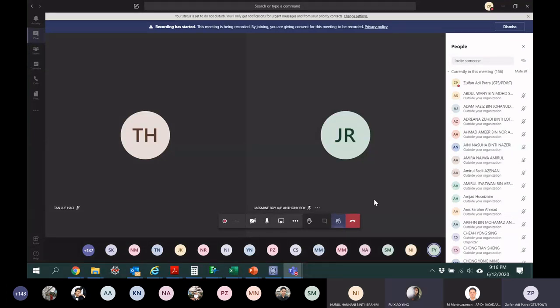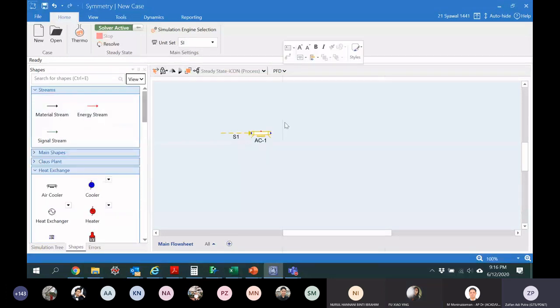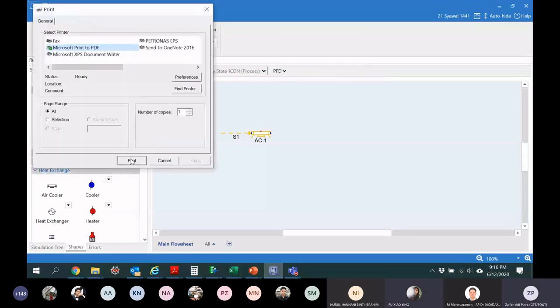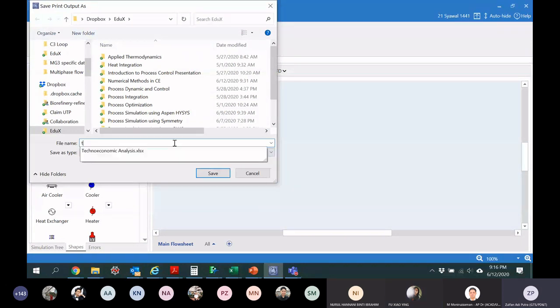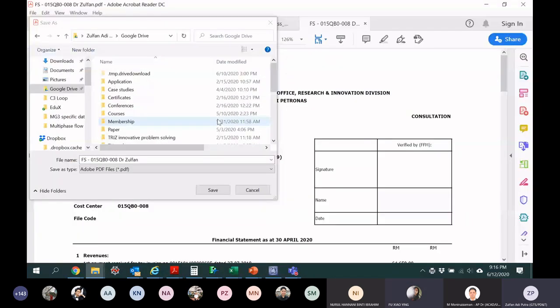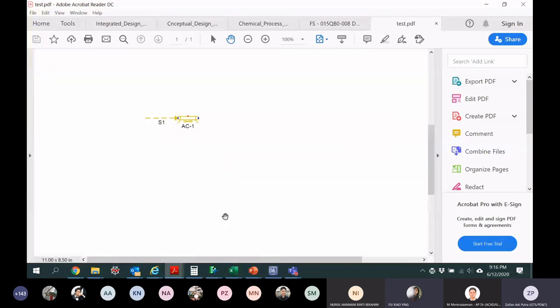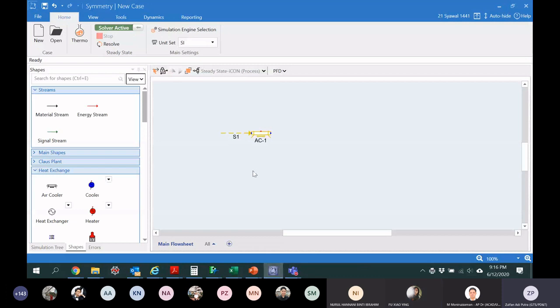How are you using your simulation, yeah? Is it HYSYS or Icon Plus or Symmetry? I use Icon for my topic. Yeah, so if you have Icon, for example, I have this Symmetry, Icon, whatever, you put your stream there and then you can just right click, Print PFD. And then you can have your PFD. Can you see this? So there is no need for you to draw anything else. You have the PFD here already. Is that clear?